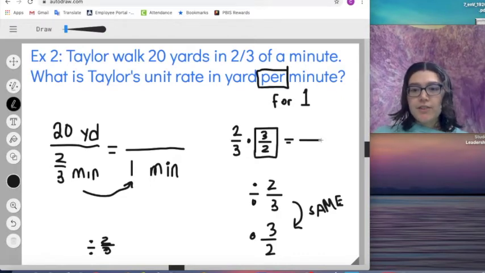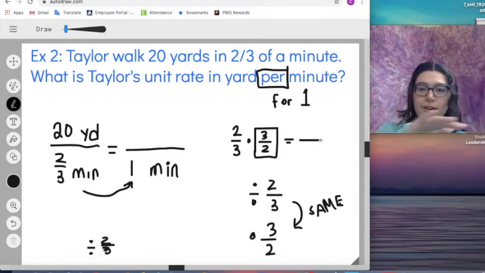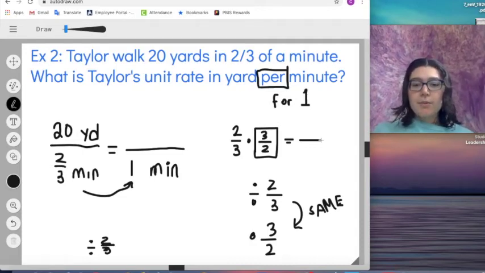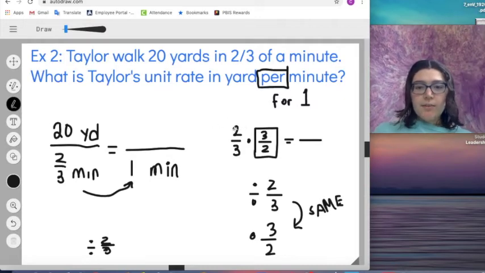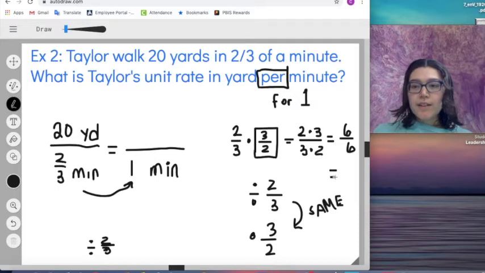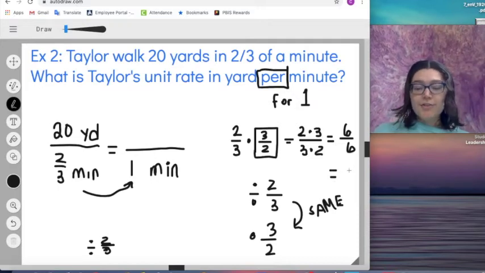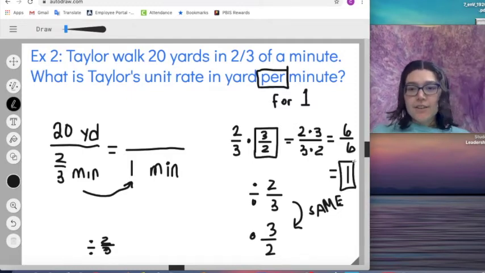How do we multiply fractions? To multiply fractions, you just multiply straight across, meaning you multiply across the numerators and multiply across the denominators. So on my numerators, I have 2 times 3, and my denominators, I have 3 times 2. What is 2 times 3? That is 6. What is 3 times 2? That is 6. So then what is 6 divided by 6? 6/6, any number divided by itself, is 1. So we get 1 there, and we're going to get that every single time.